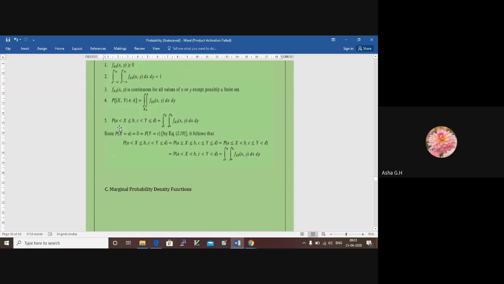Okay, and we have an equation when we are interested to find out the probability that the random variable x is between A and B and the random variable y is between C and D. How did we do? We took the range, if you remember. Considering A less than or equal to x is equal to A less than x.